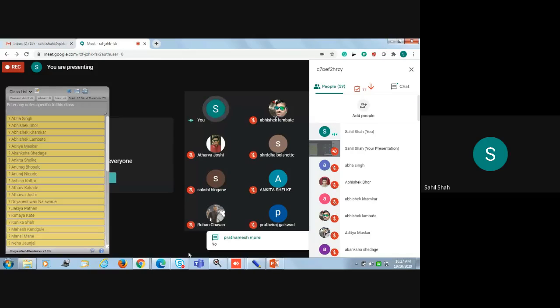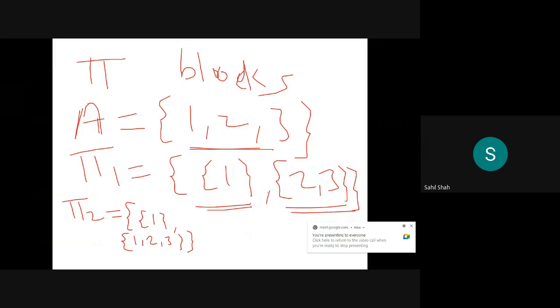Yes or no, at least no. Okay, it is not a valid partition. Why? Because one is shared in between these two blocks, and as per the definition of partition, there should not be any sharing amongst anything. So this is not a valid partition. Okay.